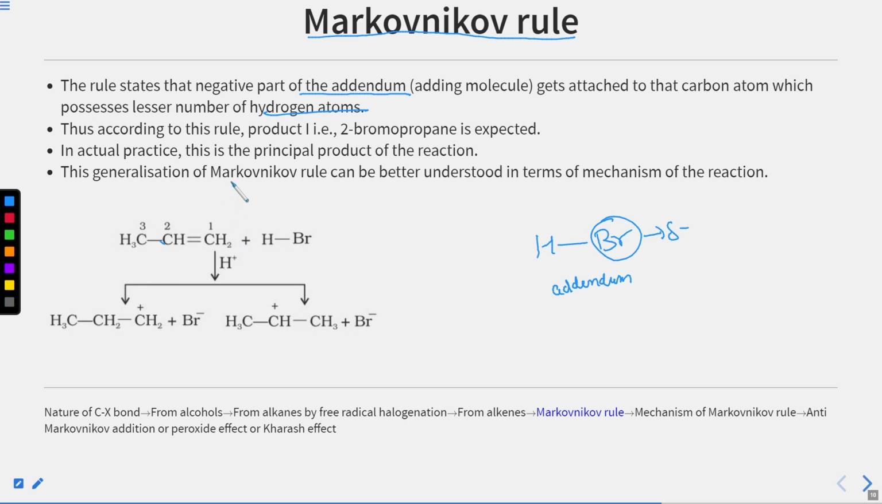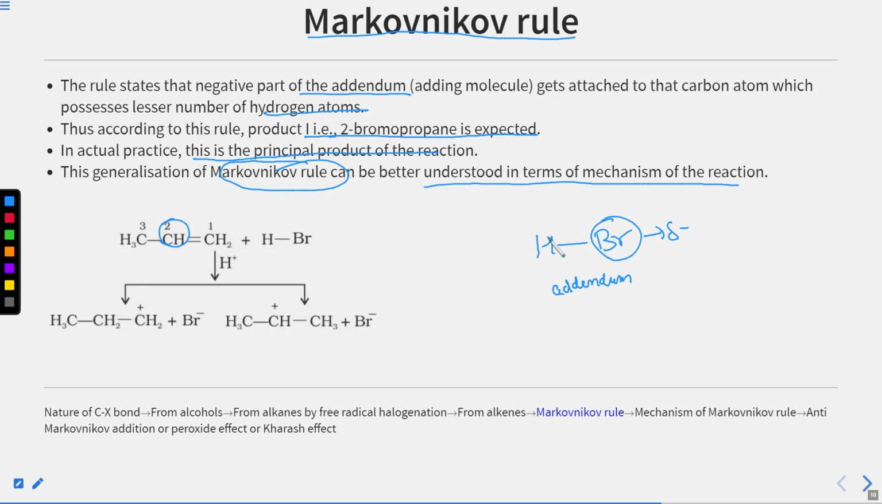So according to this rule, we have seen that the first product, 2-bromopropane, is expected. You must have seen in the previous question that this would give the most major product if we are taking Markovnikov's rule. So this was the first product. Now in actual practice, this is the principal product of the reaction, and this generalization was given by Markovnikov's rule. It can be better understood if we take a look at the mechanism of the reaction.